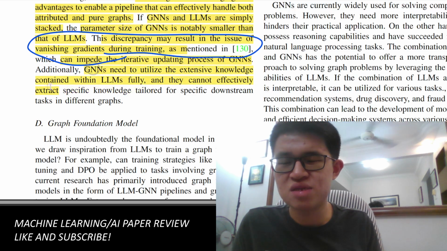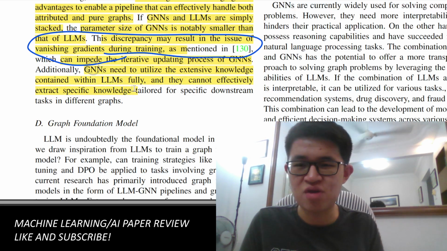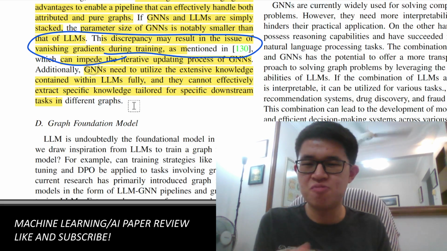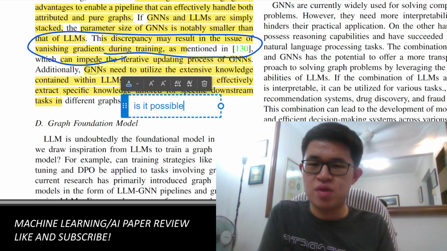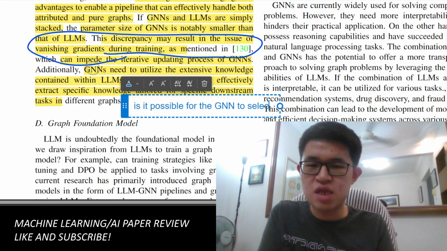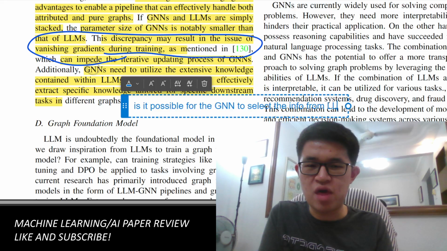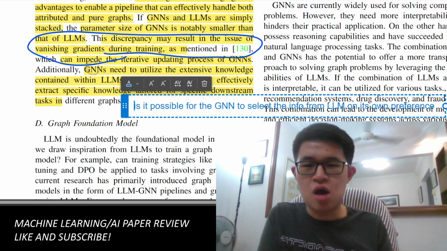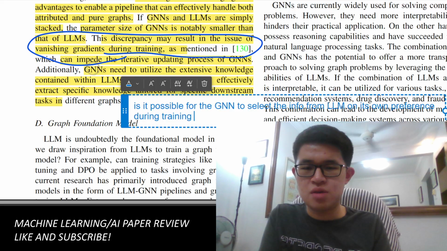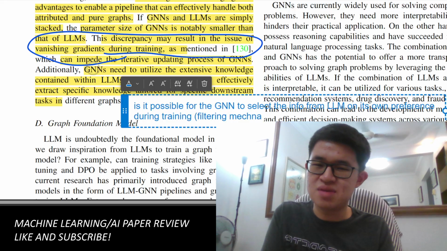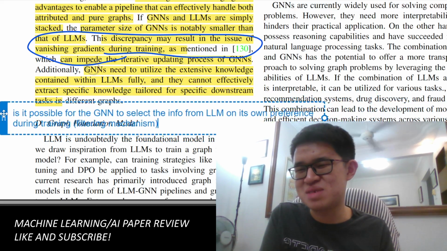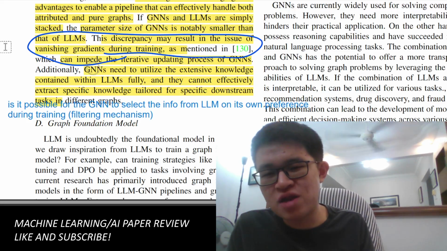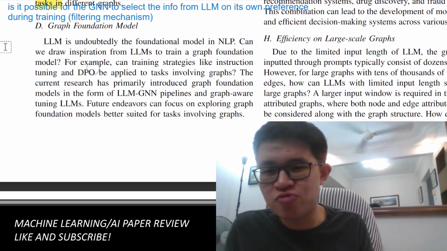So, okay, and what do they have to say? GNNs need to utilize extensive knowledge contained within LMs fully, and they cannot extract specific knowledge tailored for specific downstream tasks. So essentially, what they're saying is: is it possible for the GNN to select the info from the LLM on its own preference, during training? Some kind of a filtering mechanism, something like the attention mechanism in some way, where you can select what kind of information you need in order to get better training accuracy. That's something for future work.